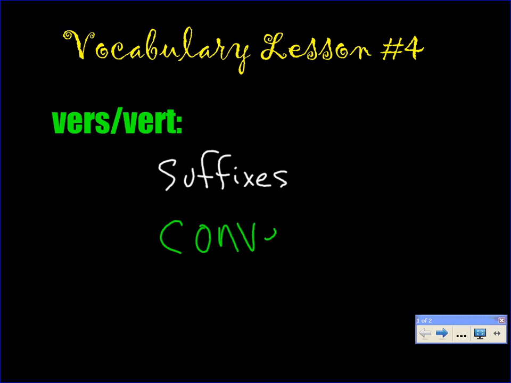All right. So Kylie gives her word, convert. It does use that unit. We'll say the vert part. And it adds the prefix con here. So Kylie's done an excellent job. She's shown a word that does actually use this unit. She said that they're suffixes.